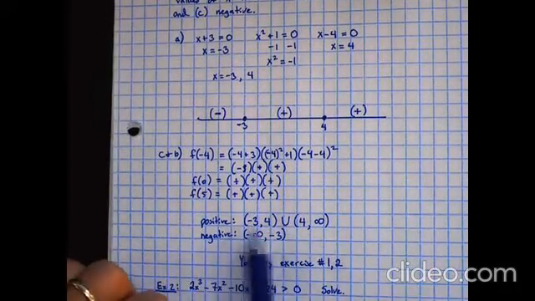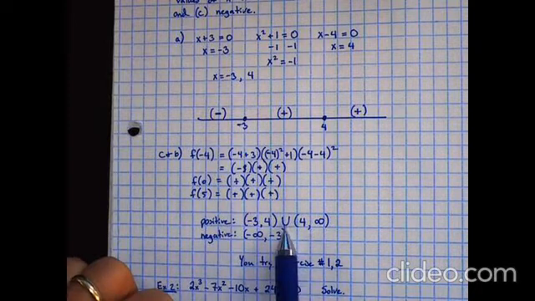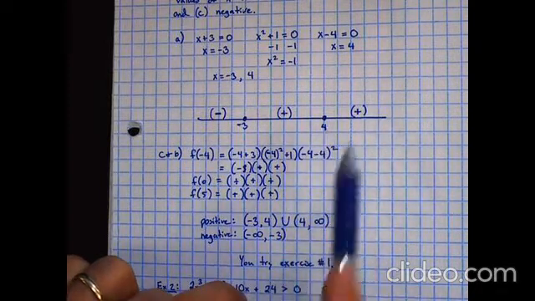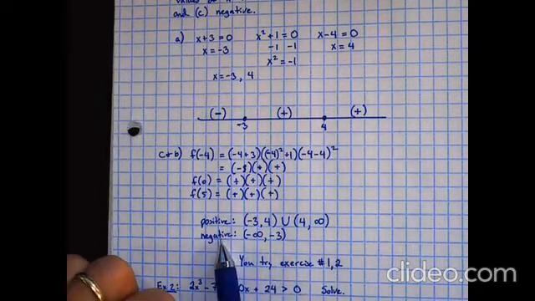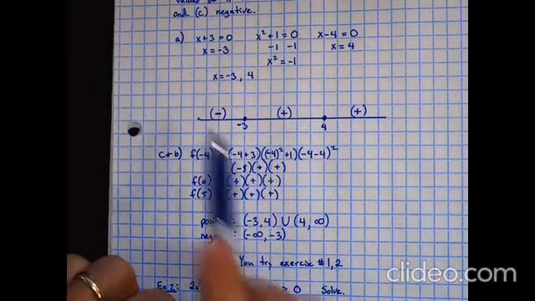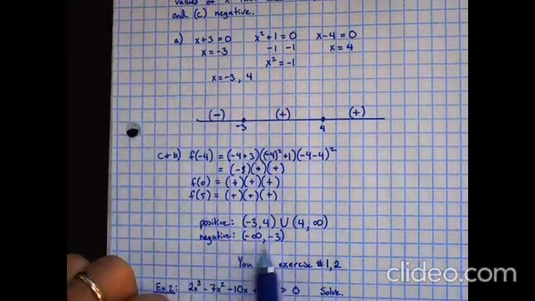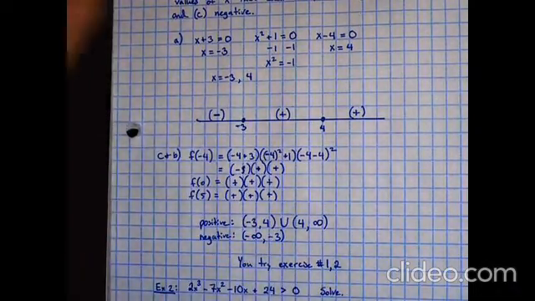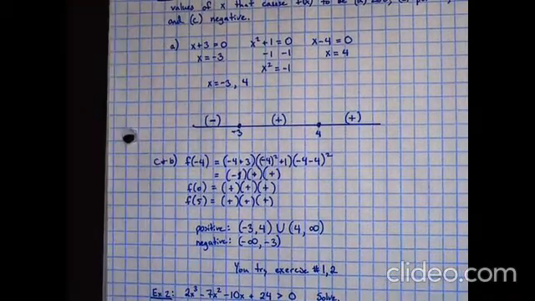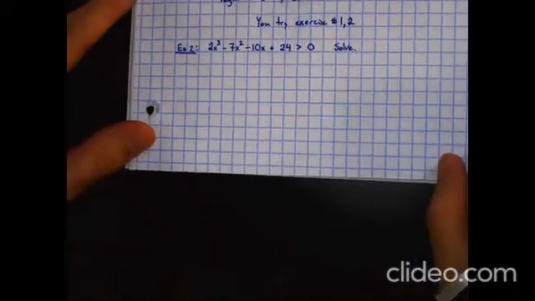So negative 3 to 4, union 4 to infinity. That's our positives. And negative is going to be from negative infinity to negative 3. You try exercises 1 and 2, and go ahead and pause the video. I'm going to do example 2, same video.